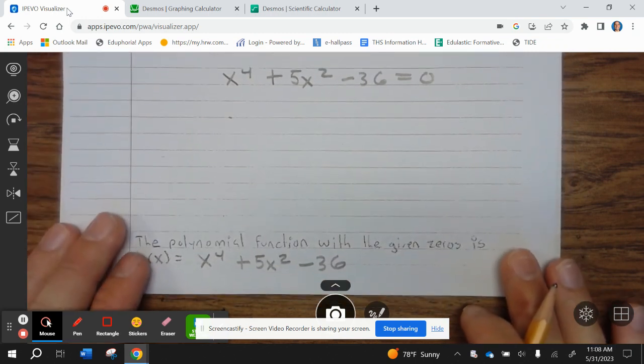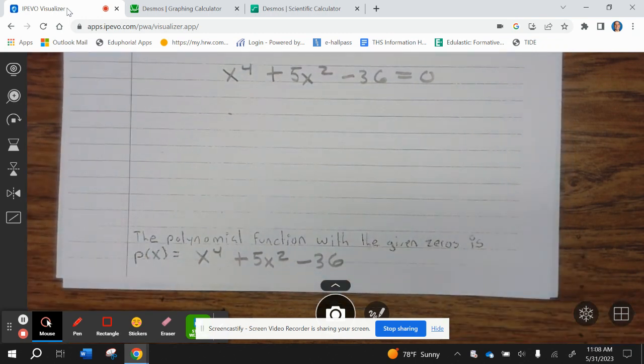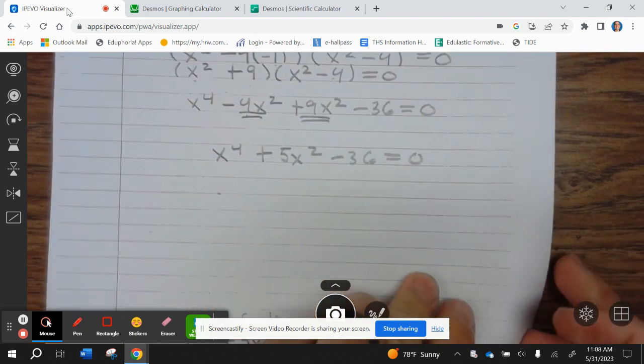All right, go ahead and finish up that example. All right, let's take a look at the next example.